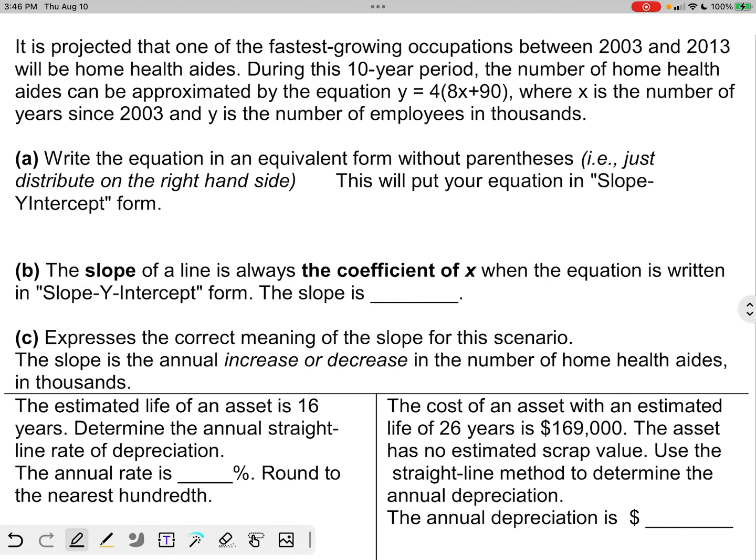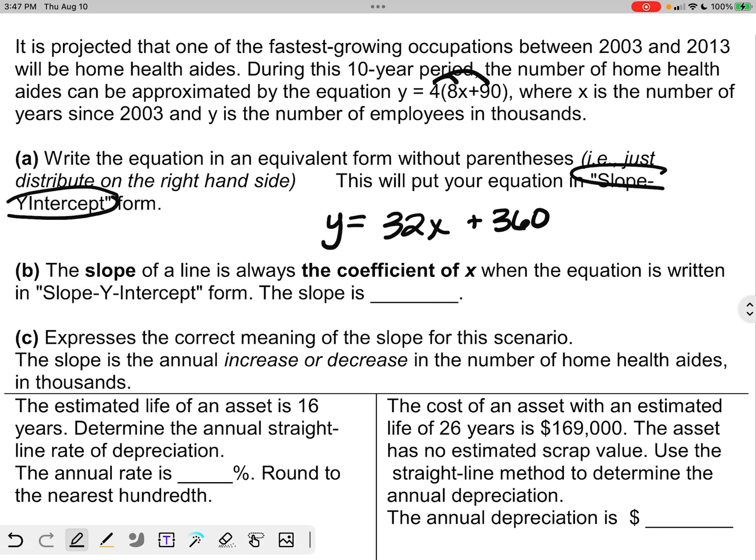It is projected that one of the fastest growing occupations between 2003 and 2013 will be home health aides. During the 10-year period, the number of home health aides can be approximated by this equation. Lots of writing. Okay. They want us to go into slope intercept form. So simply we're going to distribute 4 times 8 is 32, keeping the x. 4 times 90.